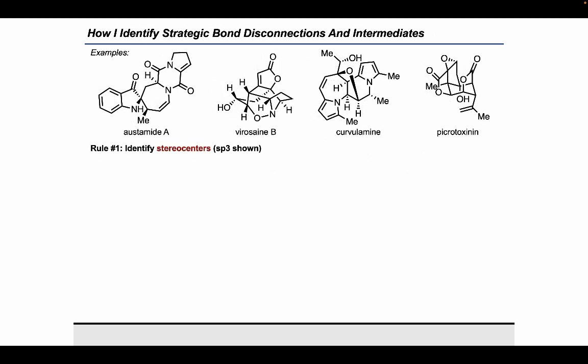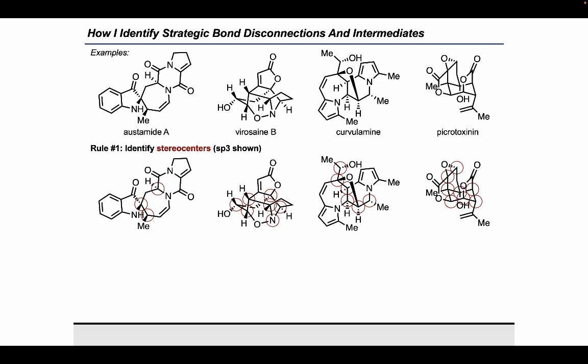Next, we identify points of high complexity. Our first step is to identify stereocenters. I've circled sp3 stereocenters here, but one should also include E/Z geometric isomers and atropisomers when relevant. You can see that there are 3, 7, 6, and 8 stereocenters respectively, moving left to right.